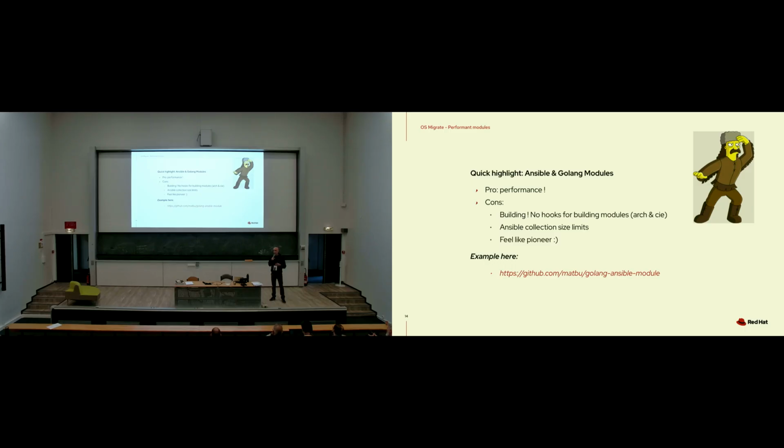For example, when we work with a compiled language, you face some building issues. This is a classic, but you need to build for a specific architecture, for example. So there is no hook in the Ansible Galaxy install to build your modules on the fly. We also reached some collection size limit where we need to strip the binary a lot, because Ansible doesn't expect to get binaries there.